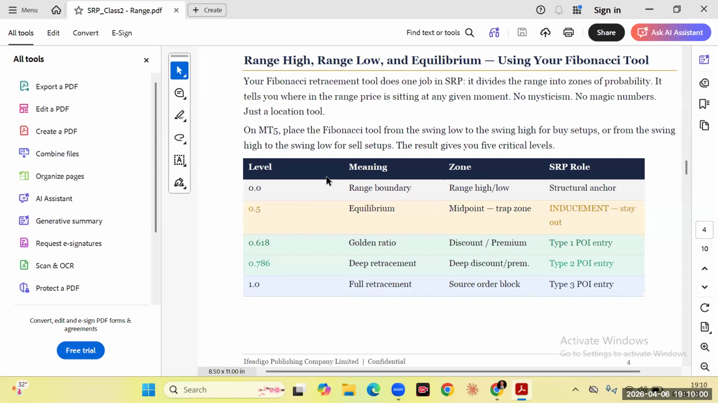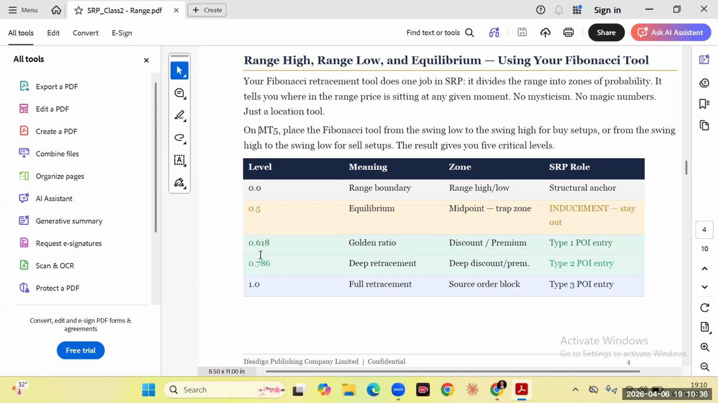Yes, I can see. All right, so that range that we marked, zero is, for example, for that sell, where the range started, the high of that range. For that sell, zero is the range high. Then you have the 0.5 of the range, which is the equilibrium, the middle. I'm going to show you on the chart on that particular range. 0.5 of the range is inducement, the trap zone, the middle, the equilibrium. Whatever setup is formed there, you don't really need it.